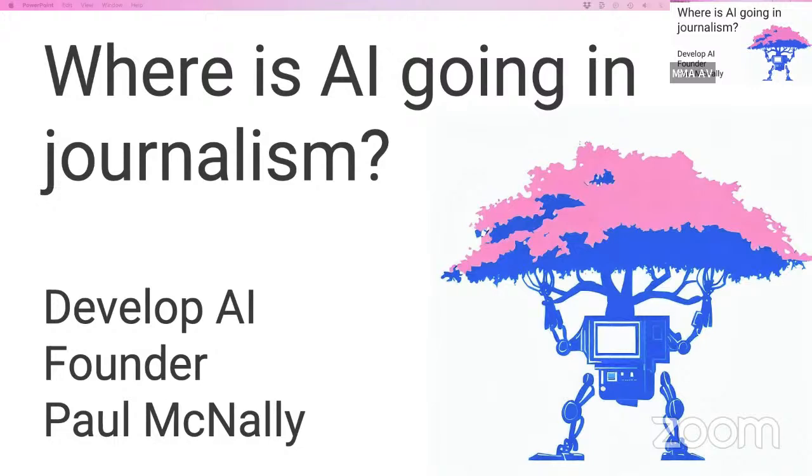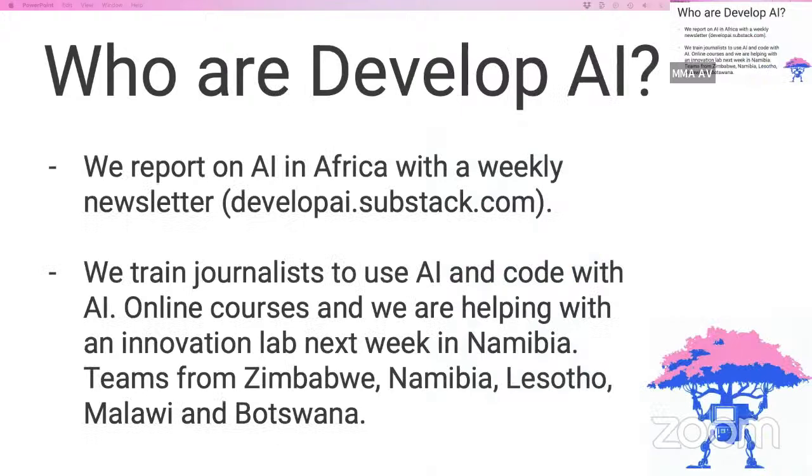So I've started this organization called Develop AI, and we report on AI in Africa, through our newsletter, which you can sign up for free. But we also train journalists to use AI. And this is the crucial thing, to also code with AI. I mean, this is the thing, right?